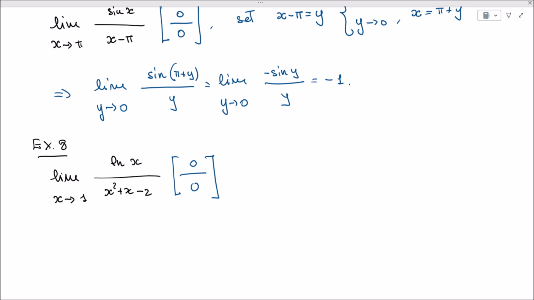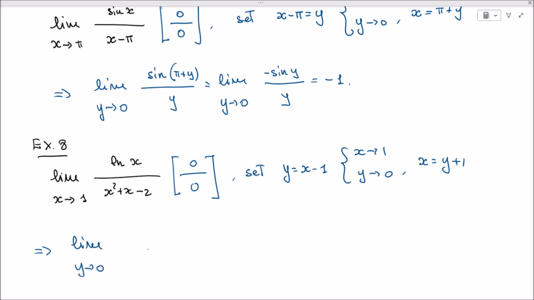Now, what we can do is basically setting, remember that we need to have now a new variable that tends to 0. So we can set y equal to x minus 1. And in fact, when x tends to 1, y tends to 0. So this seems to be the right variable. And of course, x is now just equal to y plus 1. Let's see what we get now. So this becomes the limit as y tends to 0 of the logarithm. Instead of x, we'll put 1 plus y.